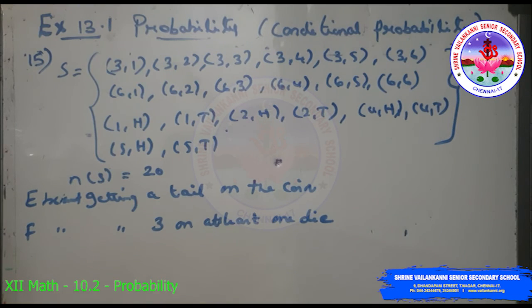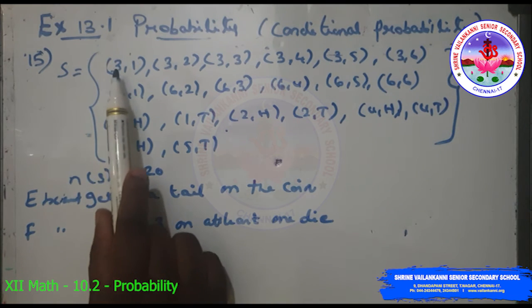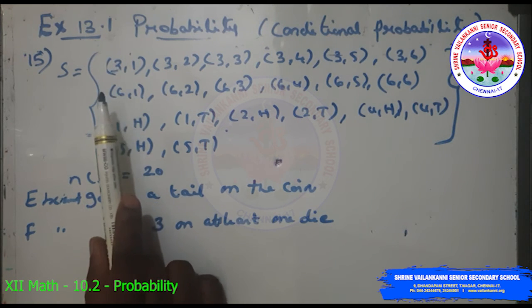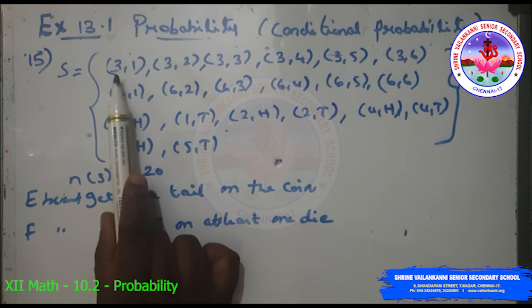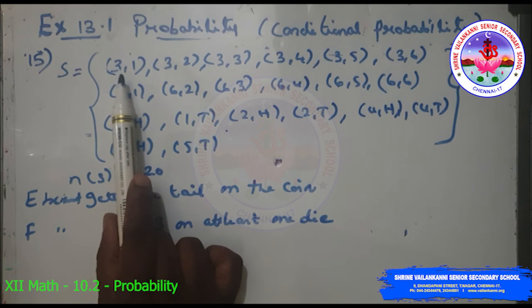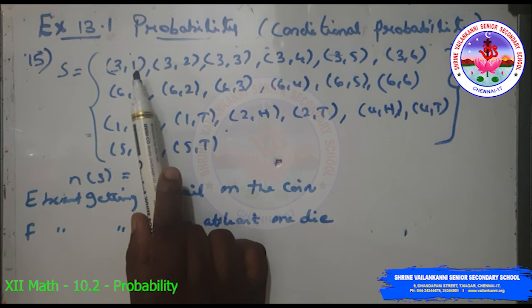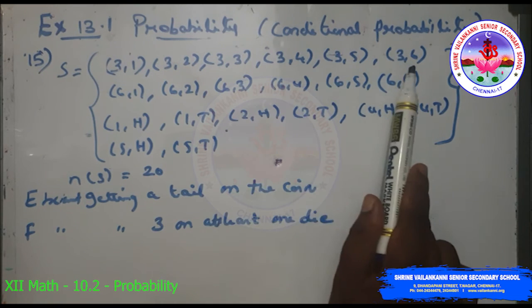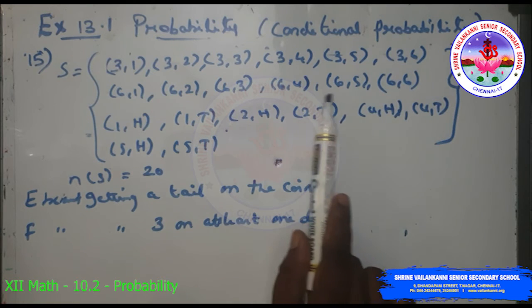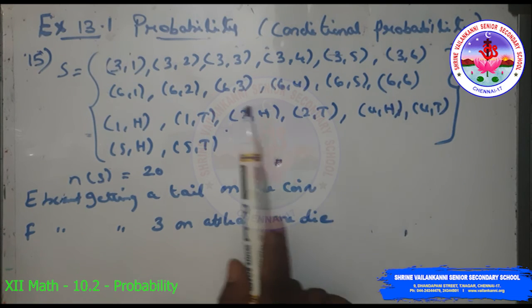15th one. Consider the experiment of throwing a die. If a multiple of 3 comes up, throw the die again. So multiples of 3, so 3 and 6. If any other number comes, toss a coin. So if a number comes, so 31, 32, 33 till 36, 61, 62, 63 till 66.